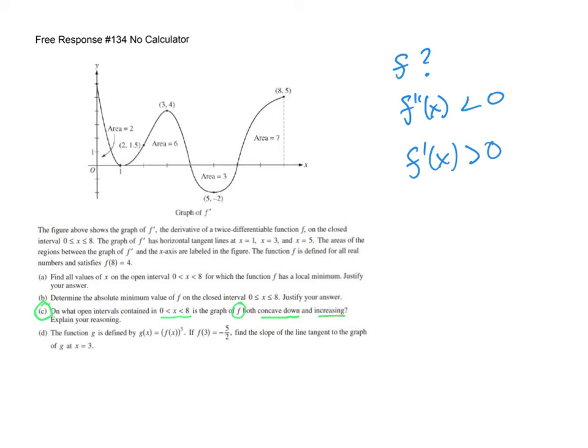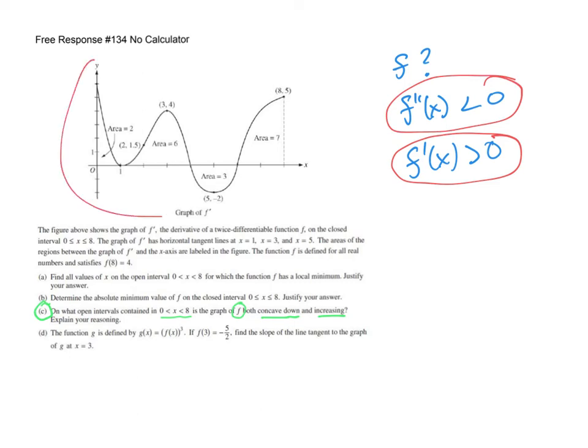Okay, so we are going to answer this question by finding out where both of these are true, where the first derivative is positive and where the second derivative is negative. Remember, this is the graph of f prime. So how do you find out where that thing's positive? Well, just find the parts of the graph that are above the x-axis. So the first thing we're going to look for is where this thing is above the x-axis.